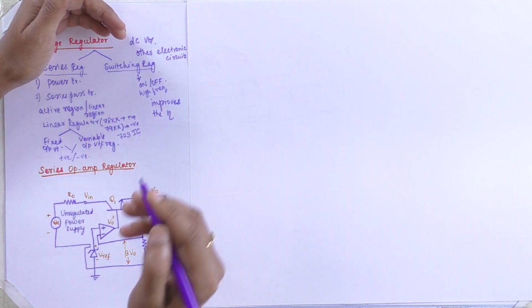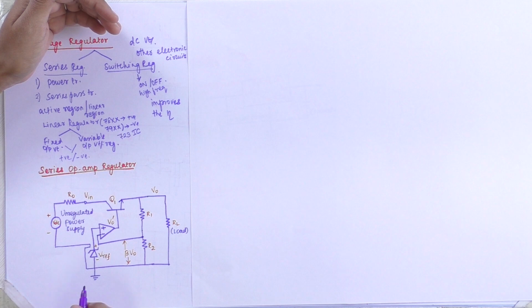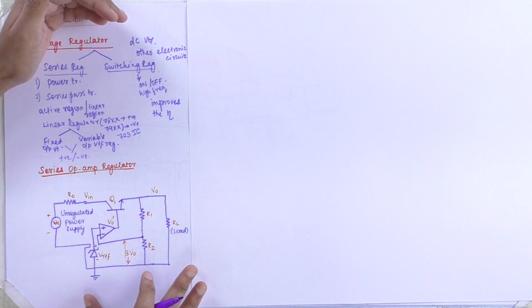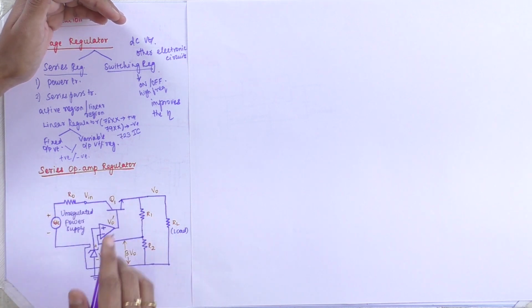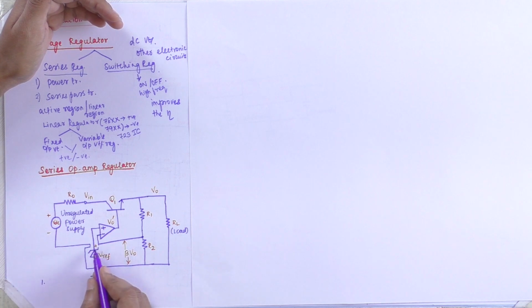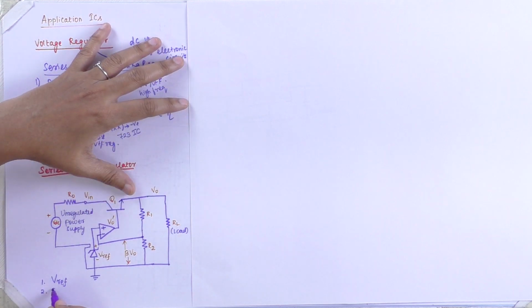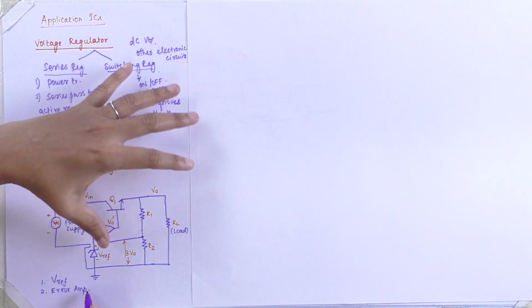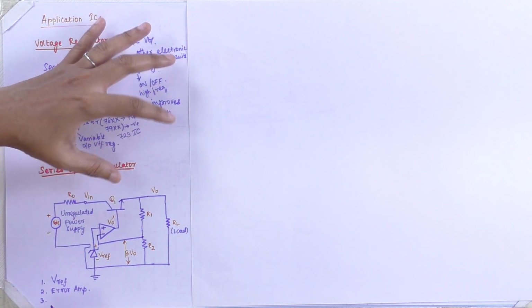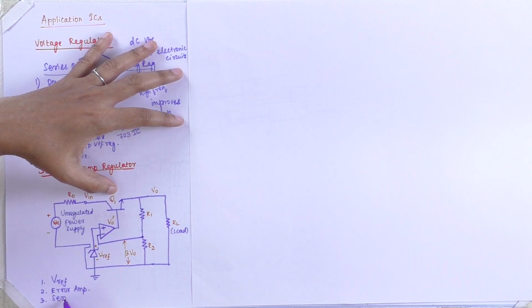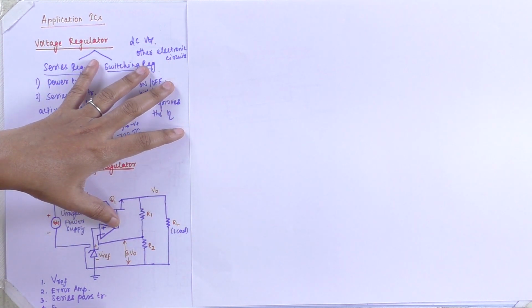Coming to this, in this circuit we have four main parts of the op-amp regulator. One is the reference voltage, that is your V reference. Then we have the error amplifier, which is like a comparator circuit where we compare two different voltages. The other one is the series pass transistor. And the fourth one is the feedback network.